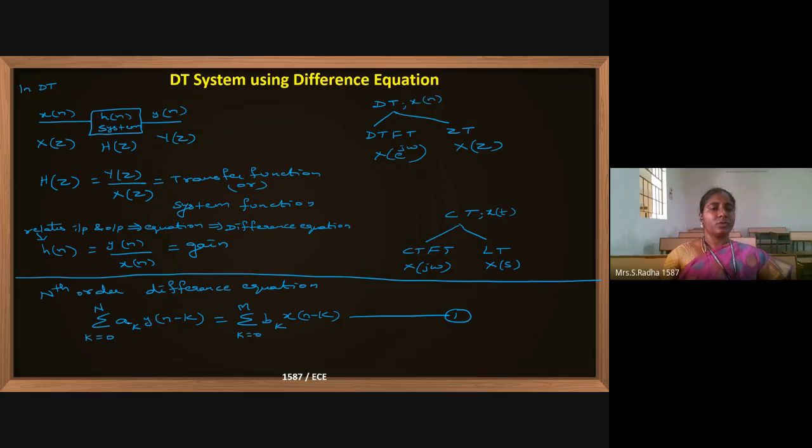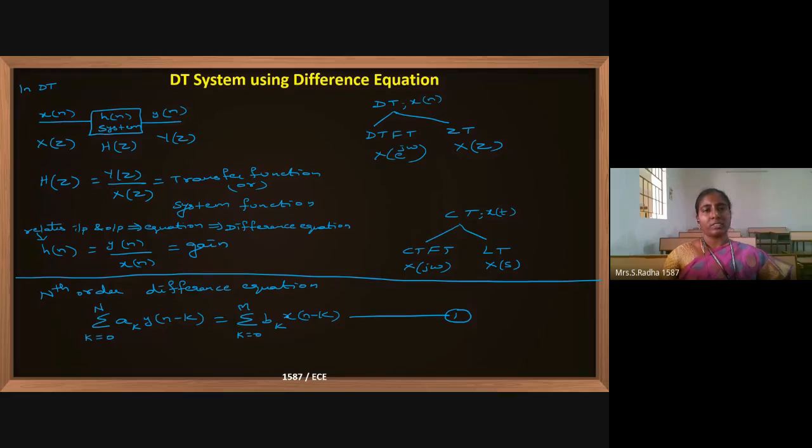You can see ak, bk are the constants, y is output, x is input, and n minus k are the delay units. Then k equal to 0 to n means n plus 1 terms are there for the output. K equal to 0 to m on the RHS means m plus 1 terms are there in the input.